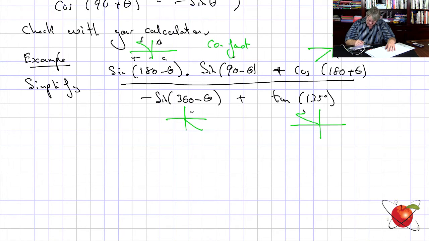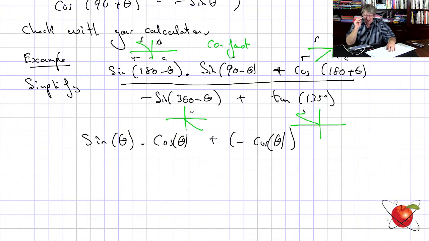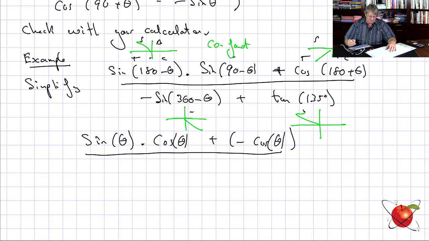So this becomes, using ASTC, sine of theta, multiplied by sine of 90 minus theta, which is cos theta, plus, using ASTC, this is going to be minus cos of theta, correct? Like so. Can you see I've used double brackets? You're going to use double brackets here. Just get into the hang of it. Please don't leave them out. That's where the mistakes come, because it's so simple to make a mistake here, and it's unnecessary.